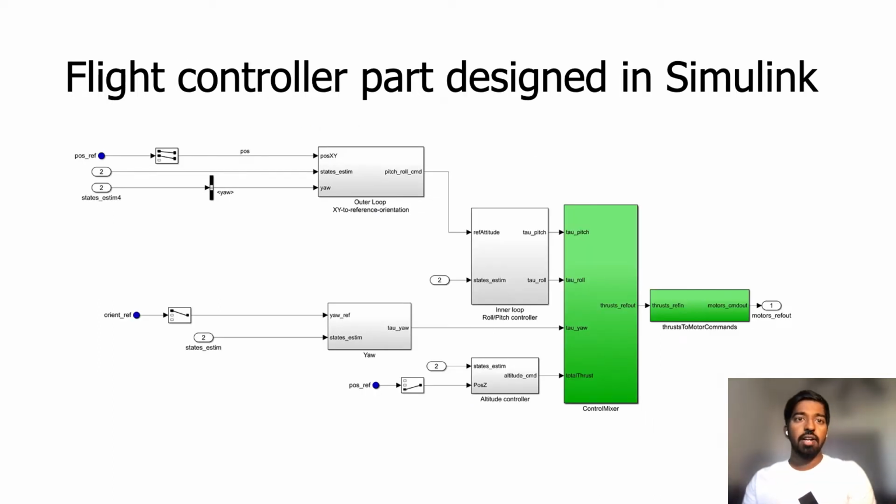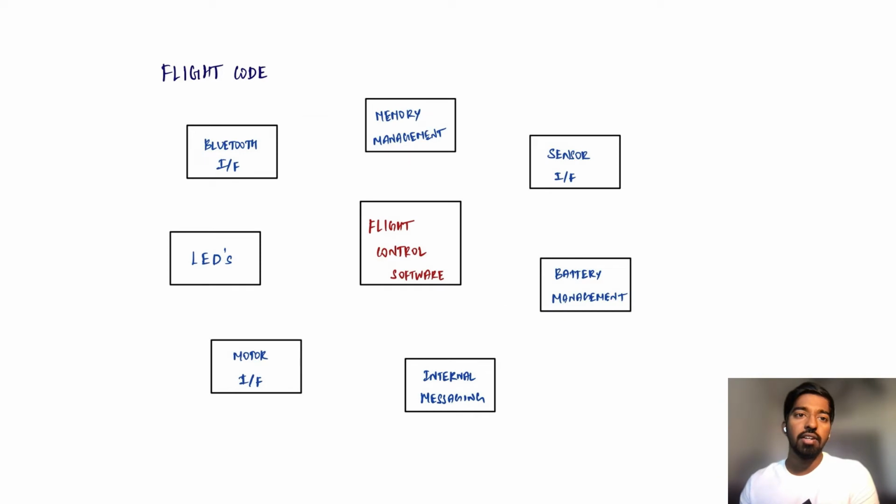And this is the flight controller part designed in Simulink, which is just the Simulink representation of the flight control architecture. The flight code has several other components along with the flight control software. Each has its own separate code and firmware. It includes memory management, sensor interface, battery management, internal messaging, motor interface, LEDs, and Bluetooth interface.